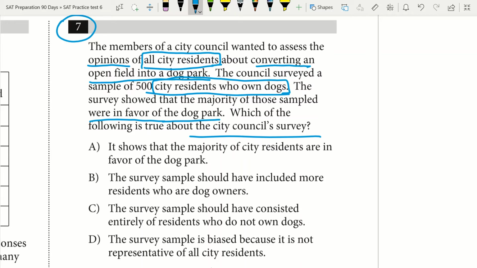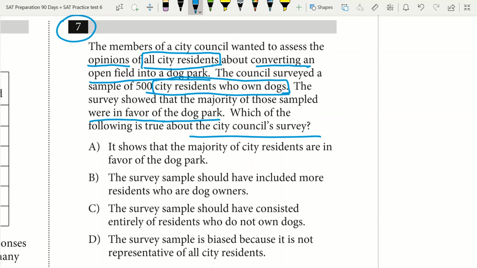On the SAT math section, you have to understand when samples are biased, because if a sample is biased, you cannot make a proper conclusion based on that sample. In this case, we're trying to determine how many people want an open field converted to a dog park. So we can't sample only those who own dogs, because there are people in that city who do not own dogs who may not want a dog park. So obviously that is a biased sample.